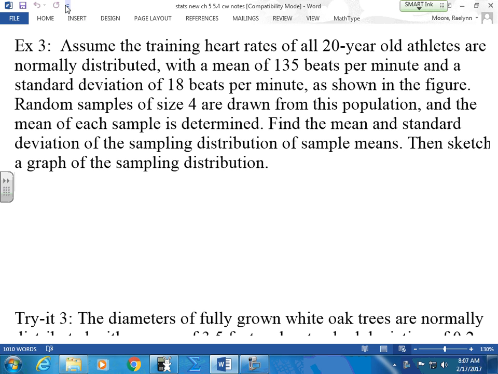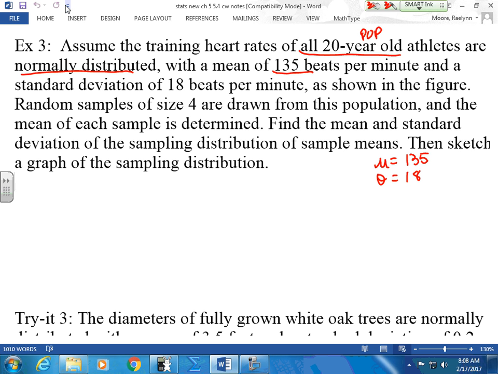So let's see how we use this central limit theorem. Assume the training heart rates of all 20-year-old athletes are normally distributed. I have a normal curve with a mean of 135. This is my population we're talking about, and a population standard deviation of 18 beats per minute. We knew this old information, as shown in the figure. It's in your book somewhere.